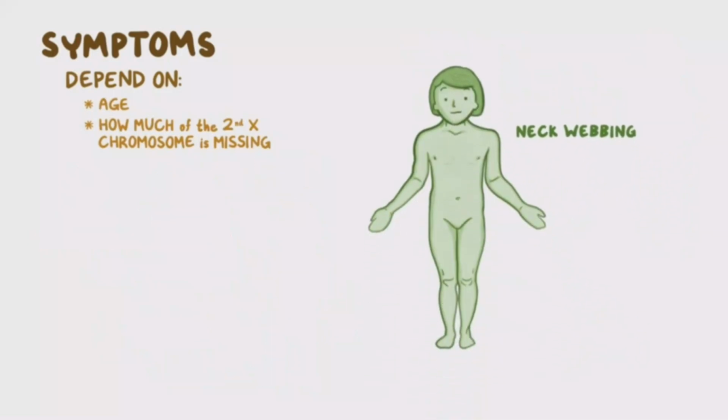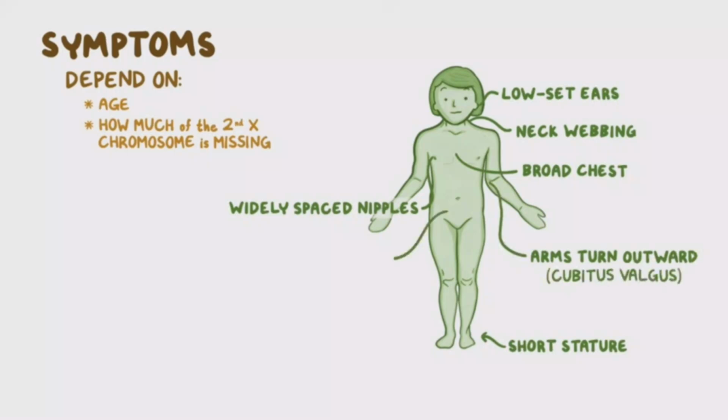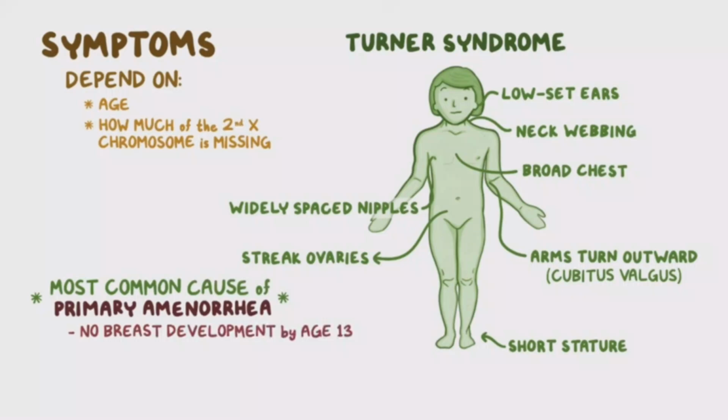In adolescence, skeletal abnormalities become apparent, like short stature, and a broad chest with widely spaced nipples, low-set ears, and arms that turn outward at the elbows, also called cubitus valgus. Because it causes streak ovaries, Turner syndrome is also the most common cause of primary amenorrhea, which is when a female hasn't begun breast development by age 13, or hasn't had menarche by age 15. As a result, many females with Turner syndrome are infertile.